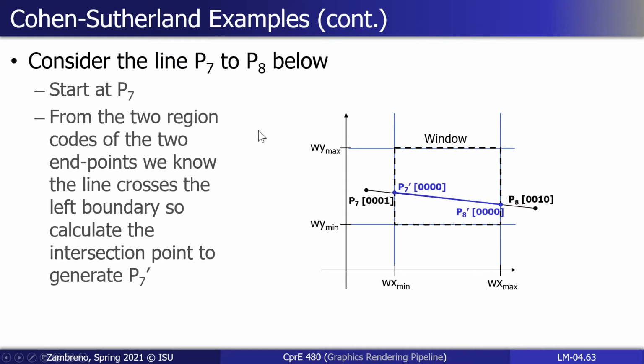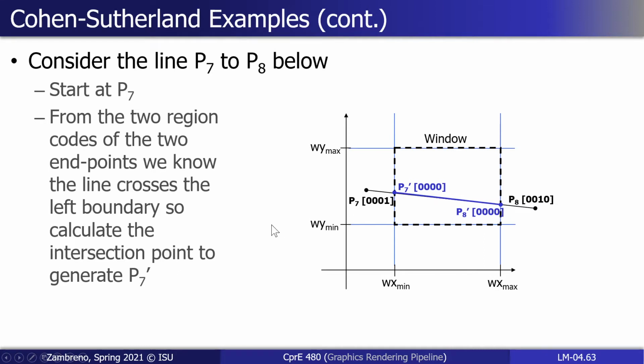Now with that P7 to P8 case, we have to check. For P7 to P8, we know we're going to be crossing the rightmost border here. We calculate P8 prime. That gives us something that's now inside the window. Likewise, P7, we have to check against the leftmost border. That gives us P7 prime. Then we get our resulting line here.